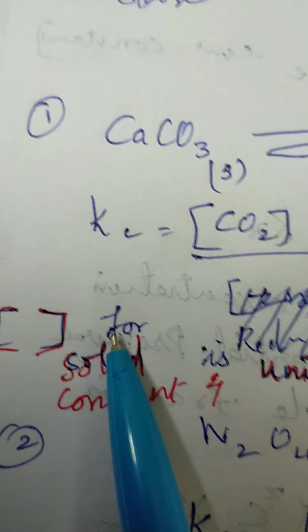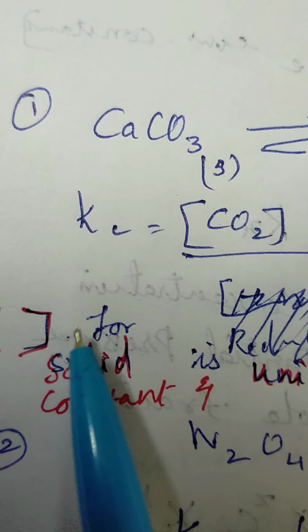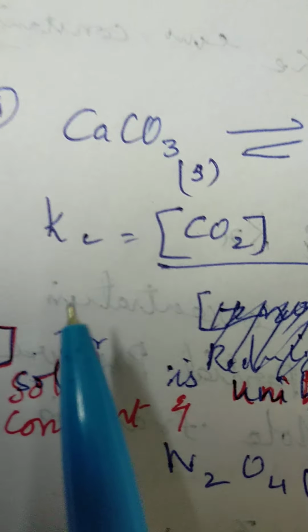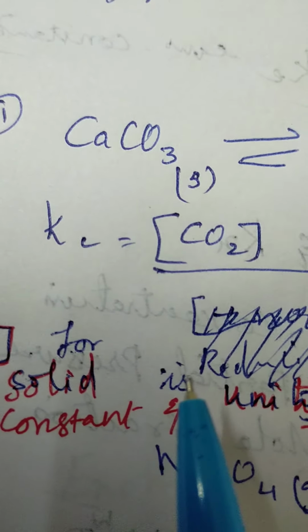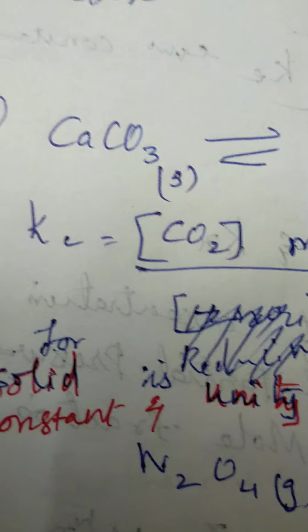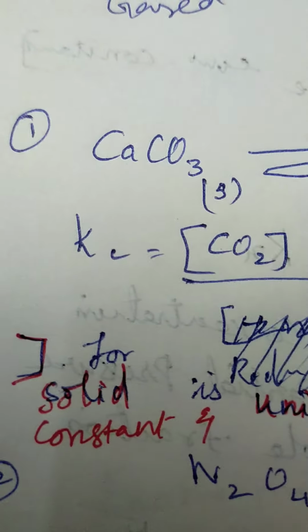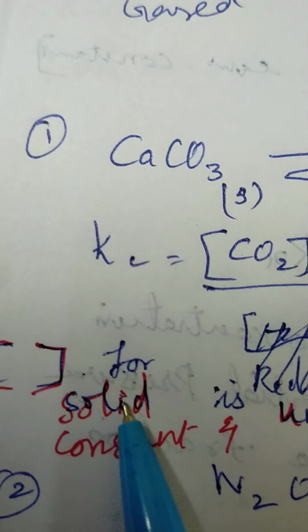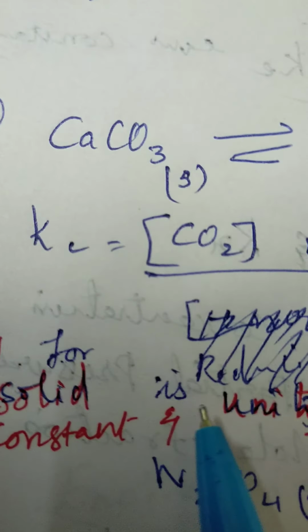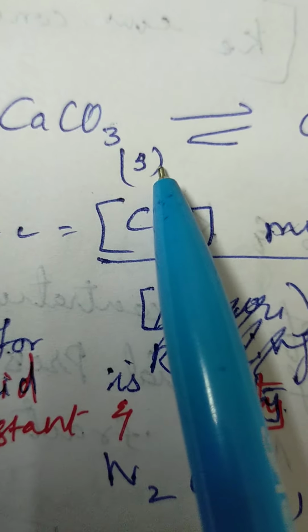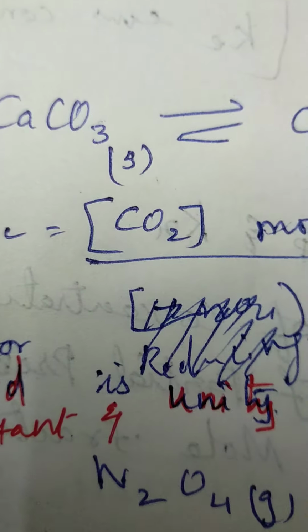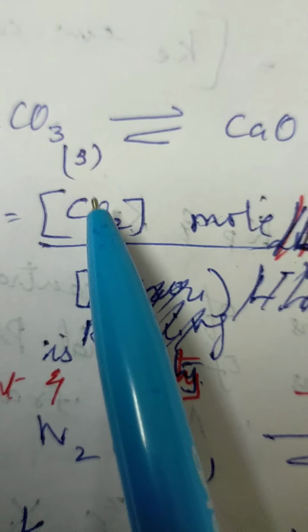This is the point you have to note now. The concentration of a solid is constant, so it is considered as unity. So for a solid substance the concentration is constant and is considered as unity. That is why only CO2 has been taken.